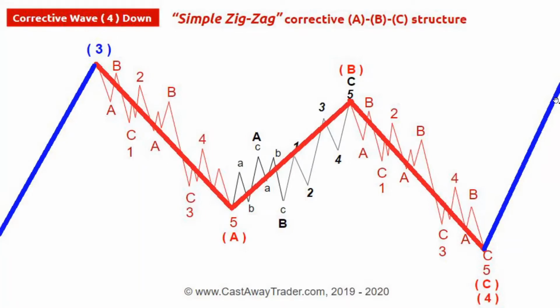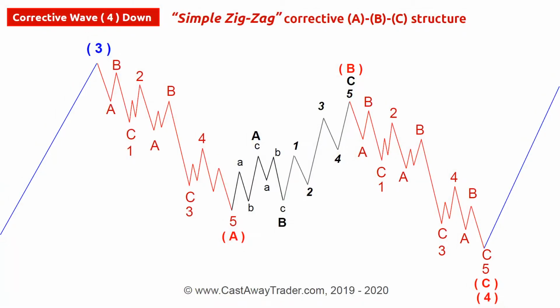This is a simple way how we introduce corrective structures. So every corrective structure is A, B, and C. And actually, we understand that when we zoom in, we will see much more details. We will see that sometimes the first move down, the first leg down in wave A is subdivided into 5 waves, so it has an impulsive structure.